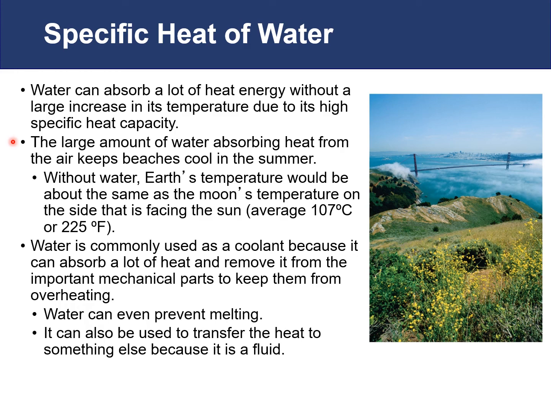Without the water on the surface and without the water in the air, the Earth's temperature would be roughly the same as the moon. On the lunar surface, the side facing the sun has an average temperature of about 107 degrees Celsius. However, because the Earth has such a large quantity of water and water has such a high heat capacity, the side of the planet facing the sun is able to maintain a much lower temperature of roughly 20-ish degrees Celsius as opposed to 107, which is good for life on the planet.